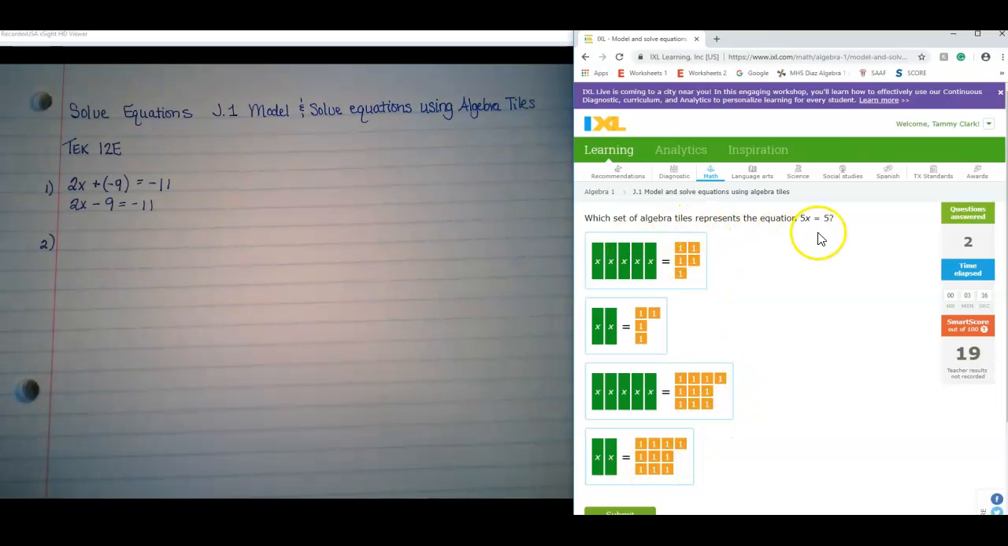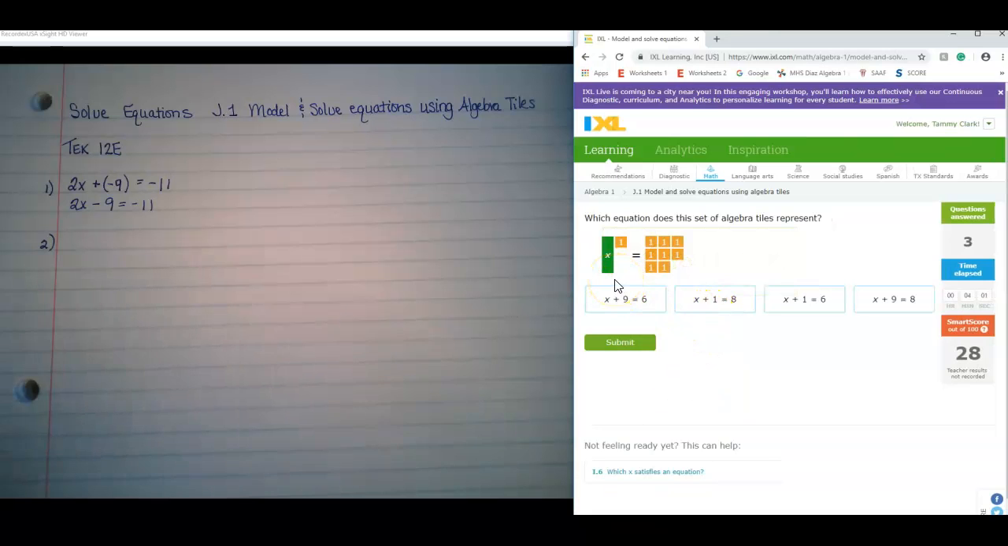Which set of algebra tiles represents the equation 5x equals 5? So we're looking for 5 green tiles and 5 yellow tiles. Well, that has to be this one, because this is 2x equals 4, this is 5x equals 10, this is 2x equals 10, and they're looking for 5x equals 5.